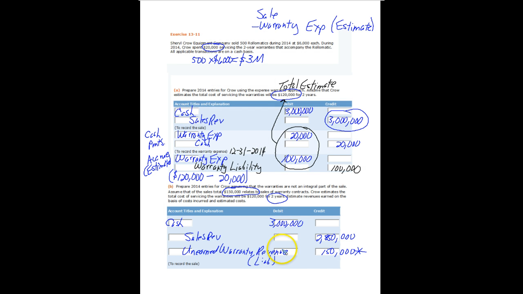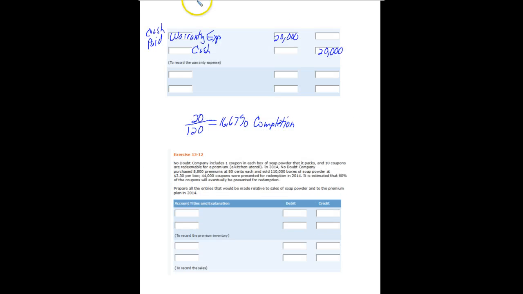So instead of recognizing this unearned warranty revenue over time, we're going to recognize it based on completion. We're 20 out of 120, or 16% along. So we're going to take that times our unearned warranty revenue of $150,000, and it looks like we have earned $25,000 of revenue. So we're going to reduce unearned warranty revenue and record warranty revenue.